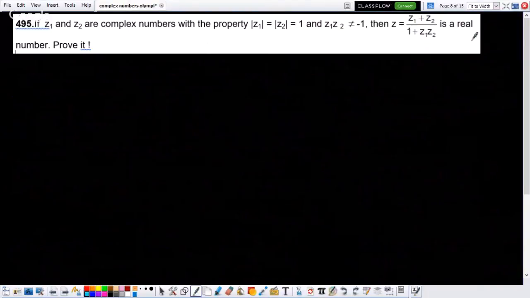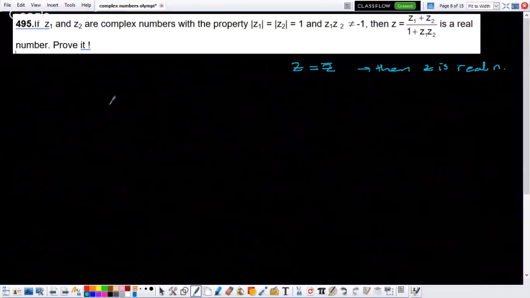Then Z is a real number. Here it says that Z is a real number, and we are going to prove that one. We are going to use this method. If we show that if Z is a real number, Z must be equal to Z conjugate. If it is Z conjugate, then from the previous question, we know that Z is equal to Z conjugate, then Z is a real number.